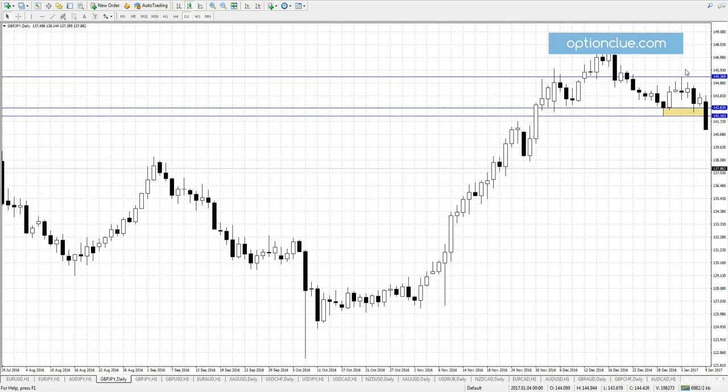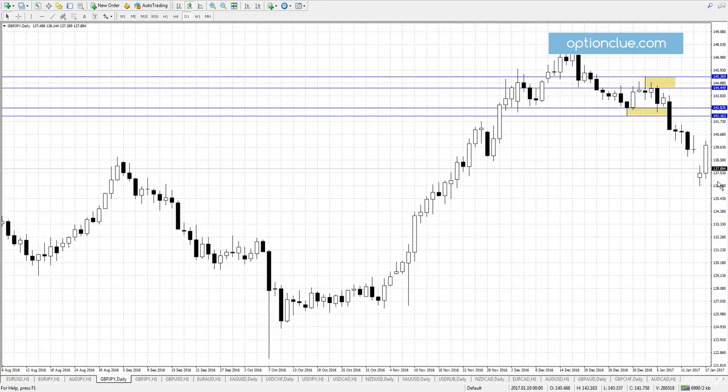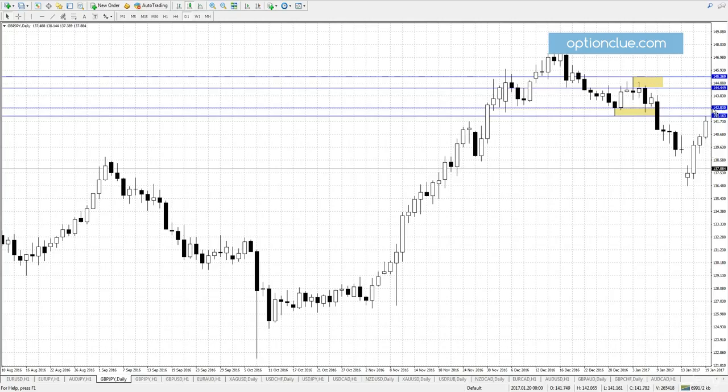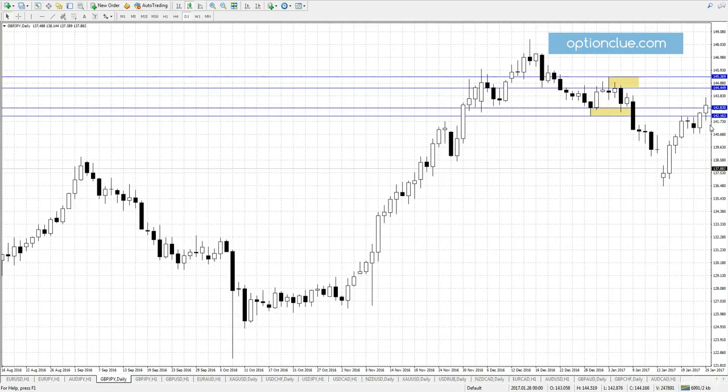Let's come back to our example. The resistance level was formed a few days before the support level breakout. The lower border was 144.44. The upper border was 145.44. After that, the market rapidly moved down and a deep correction started, the length of which was roughly equal to the length of the impulse.